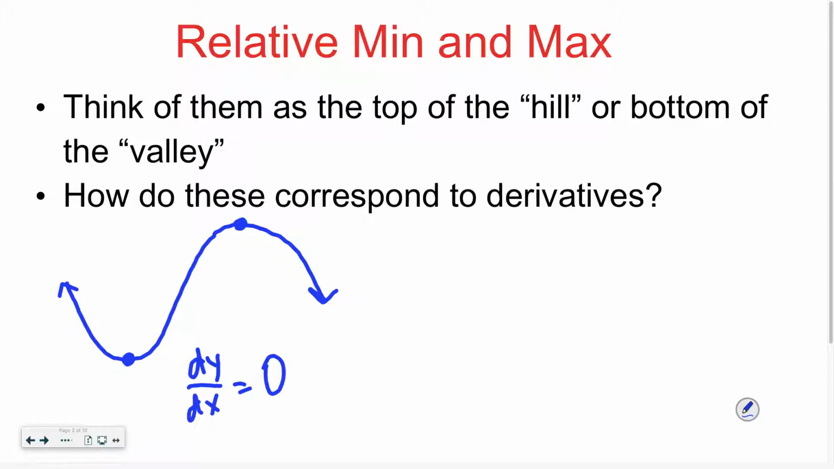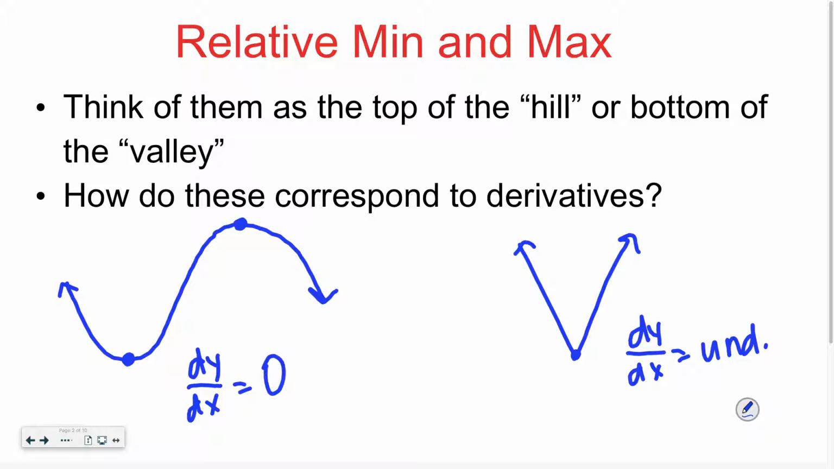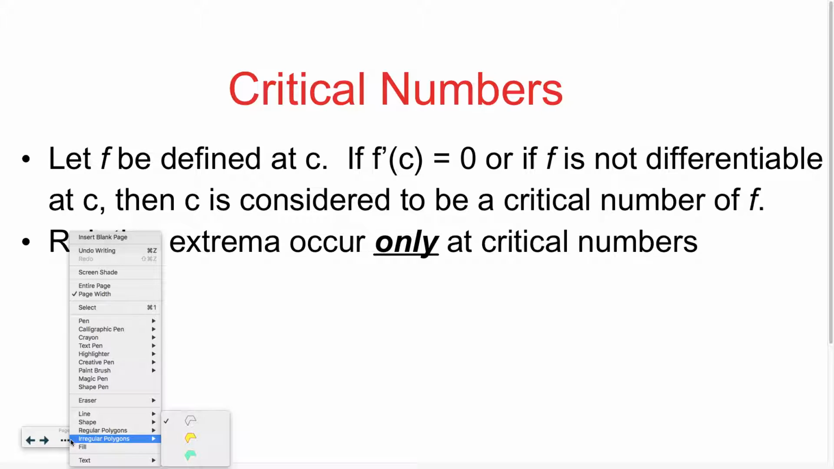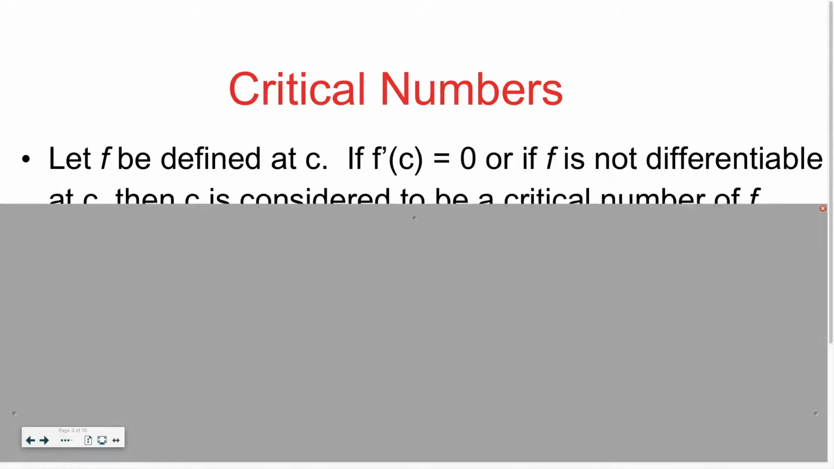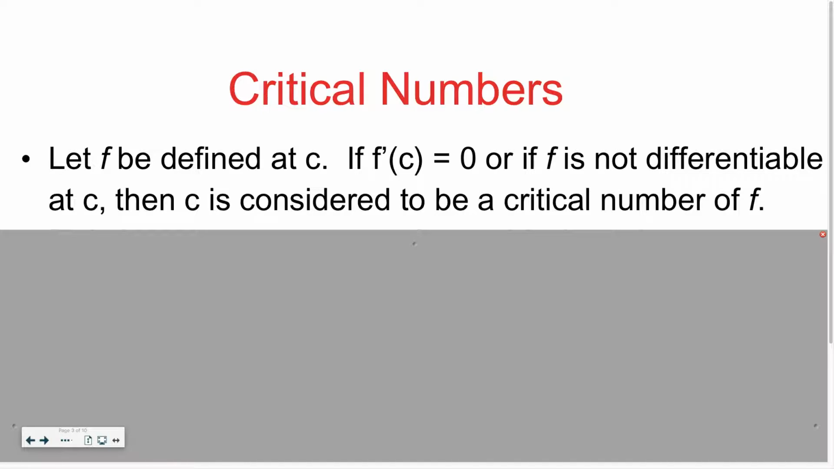Let's think of an absolute value. Would the vertex of an absolute value be a minimum point? Yes. What do we know about the derivative there? It doesn't exist. Okay, we say that it's undefined. So we can have a minimum or a maximum occur either when the derivative is 0 or when the derivative is undefined. Okay? Now, it doesn't have to happen every time, but we call these places critical numbers. Okay? And this is important for you to write down. A critical number is a place where our derivative is 0 or not differentiable, undefined.